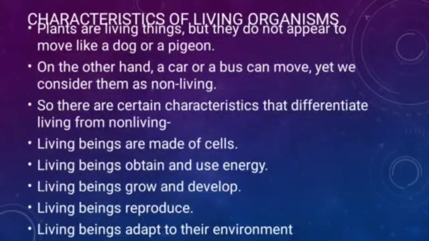Because of the characteristics of living things, it means that plants need food, plants grow, plants respire. All of these are characteristics of living things. And one more characteristic of living things is that they can move from one place to another, but plants do not appear to move like a dog or a pigeon. But it shows all the other characteristics of living things, so it is a living thing. On the other hand, a car or a bus can move, yet we consider them as non-living things.